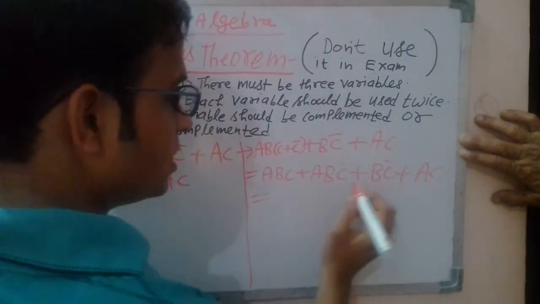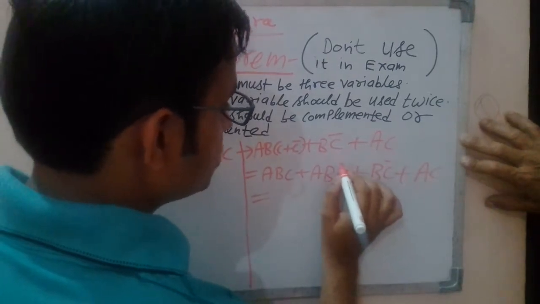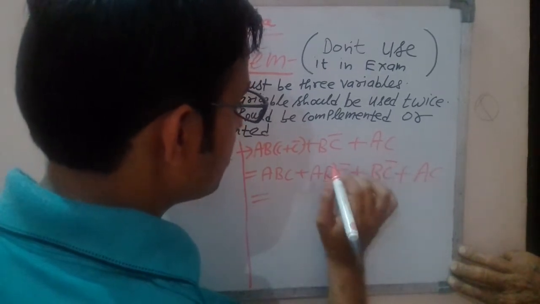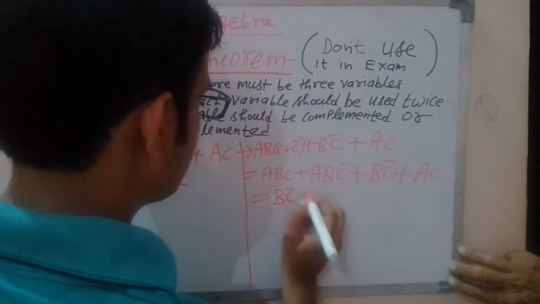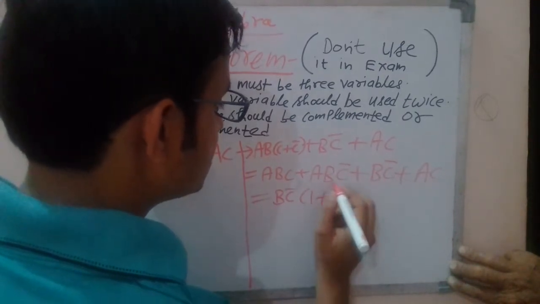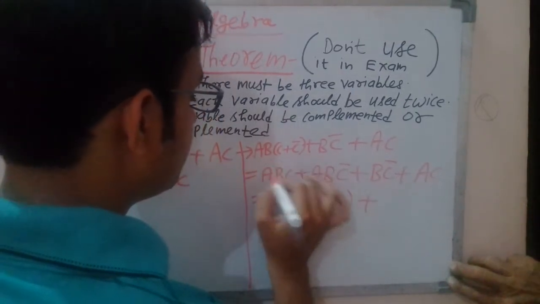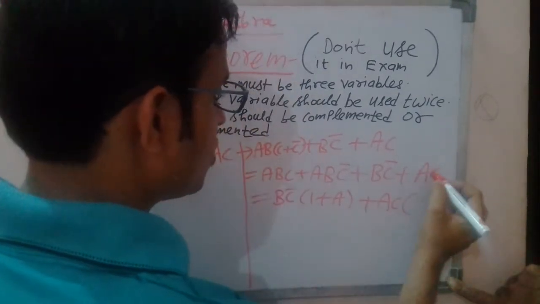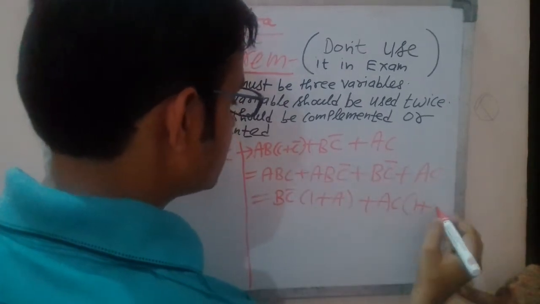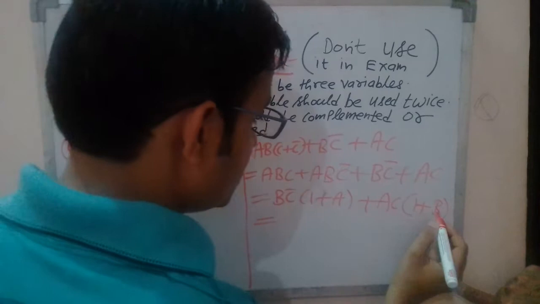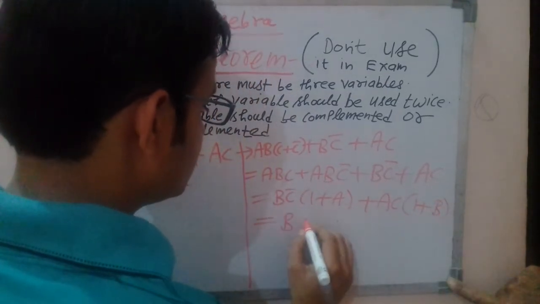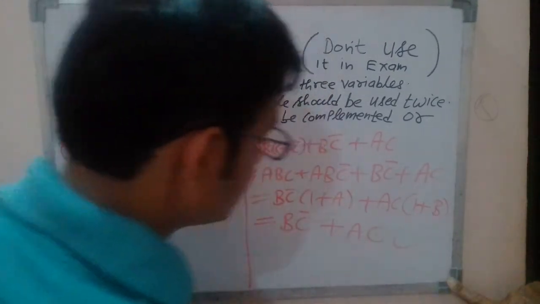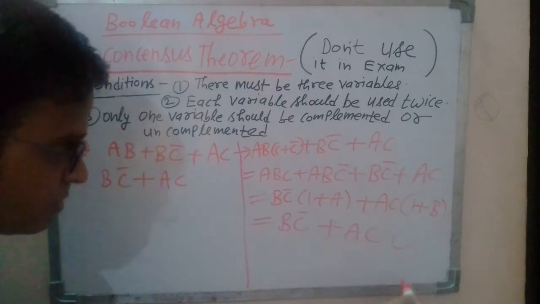Now check out the terms ABC bar and BC bar. What is common in these terms? BC bar is common. Take BC bar common and what is remaining? 1 plus A, right? Now what are the remaining terms? ABC and AC. What is common in ABC and AC? AC is common, so take AC common. That leaves 1 plus B. 1 plus B is 1 only, 1 plus A is 1 only. So what is the answer? BC bar plus AC. So like this you will have to solve in the exam step by step.